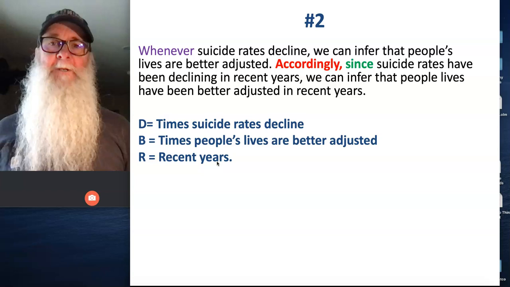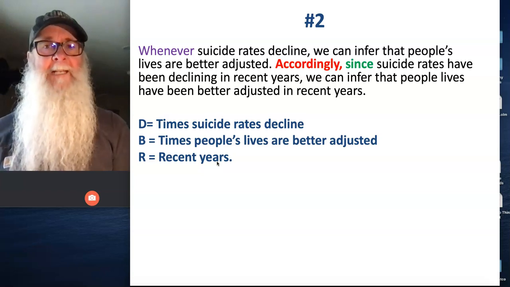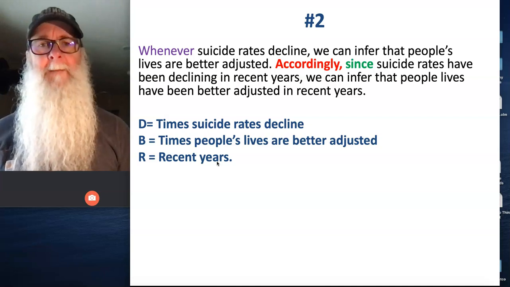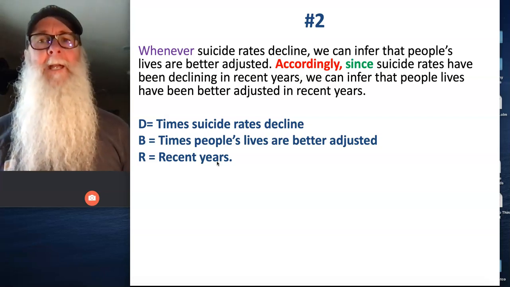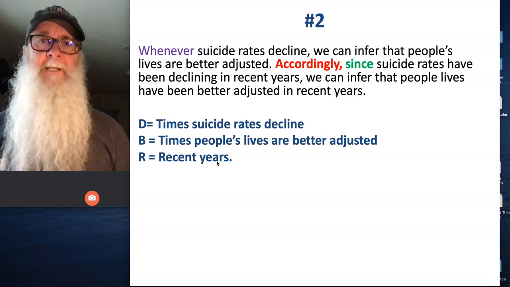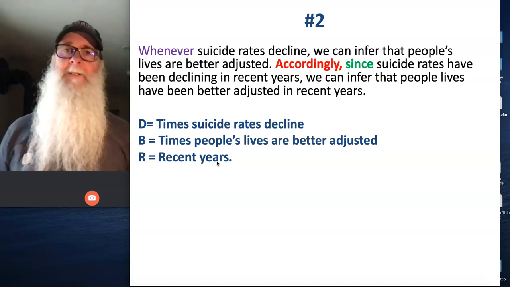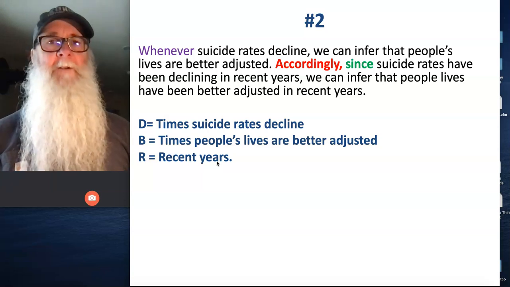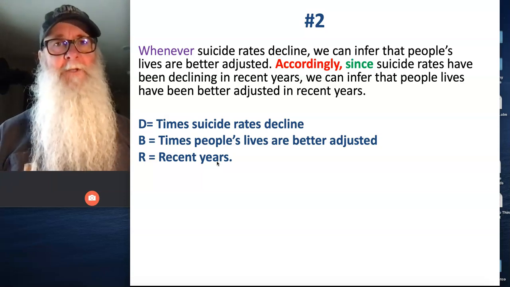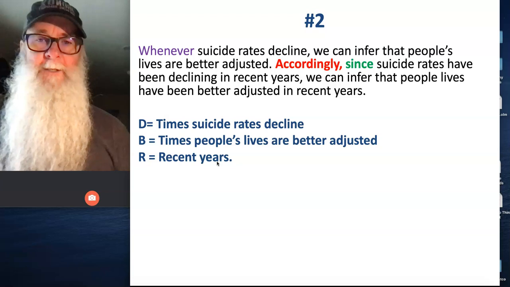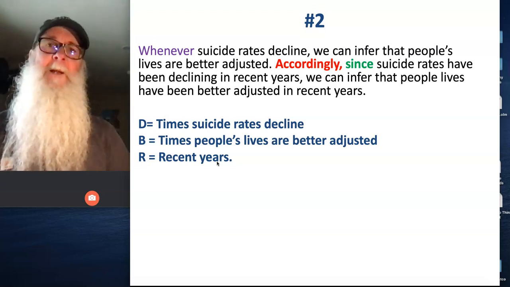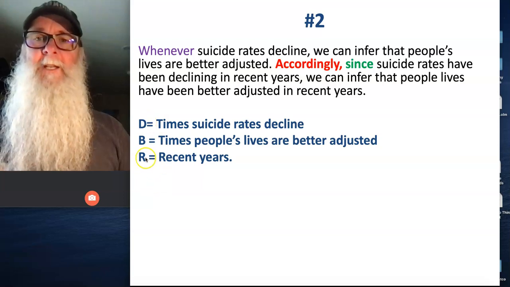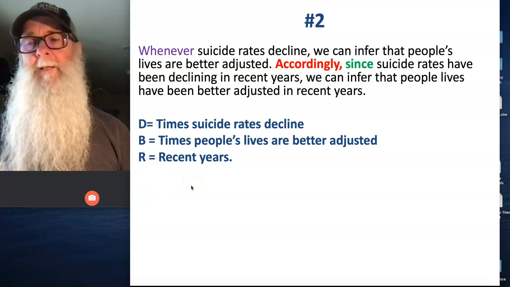Now, I chose to represent the terms here as follows. D represents times suicide rates decline, B represents times people's lives are better adjusted, and R represents recent years. Okay, so if you chose different letters to represent the terms of the argument, you want to do a quick little cross-reference for yourself so that you can compare your version of the argument to the one that I present to you here. Now, you could skip at this point to symbolizing the argument in standard form using these letters or your letters as your terms.